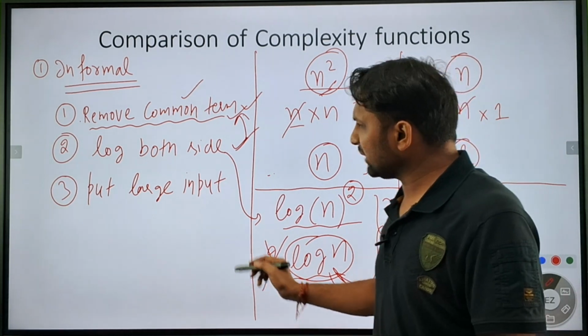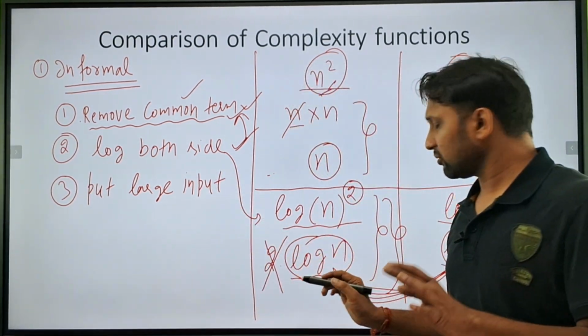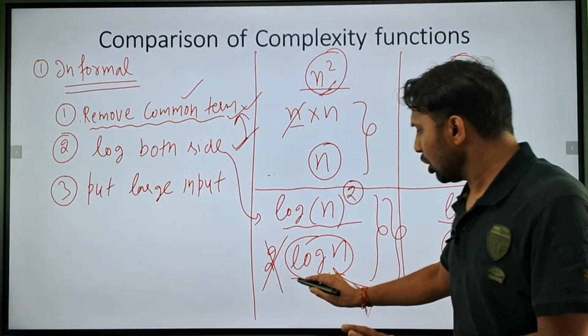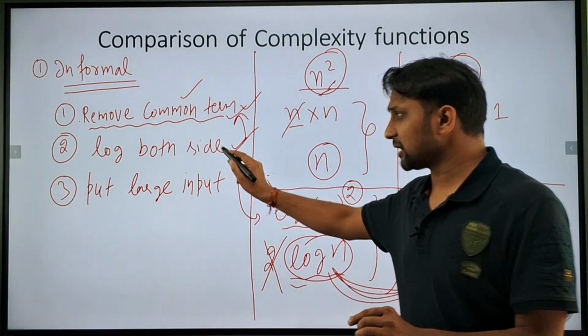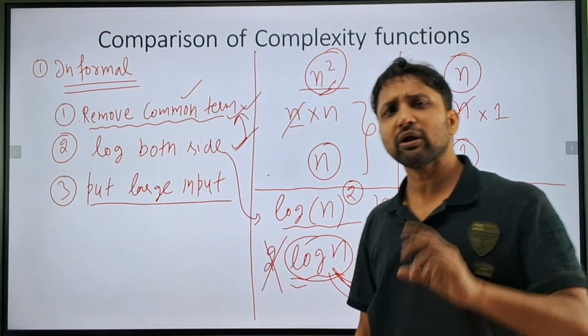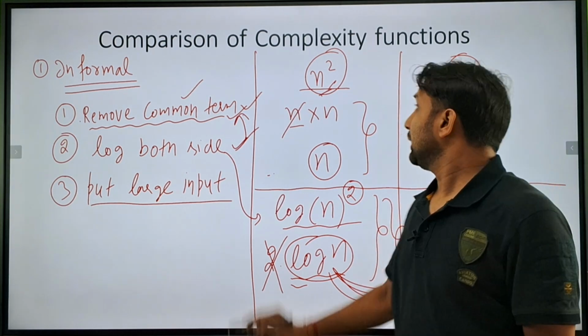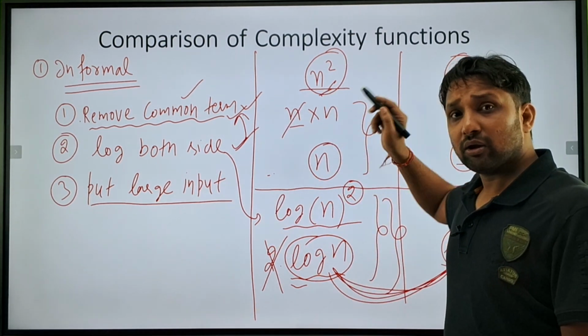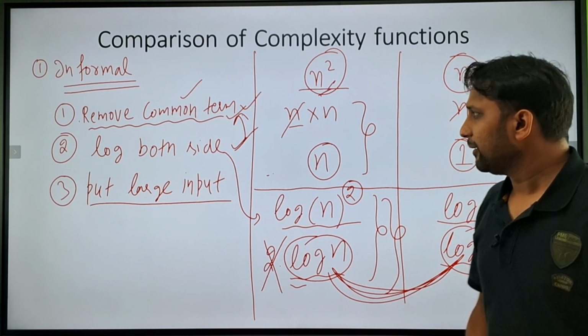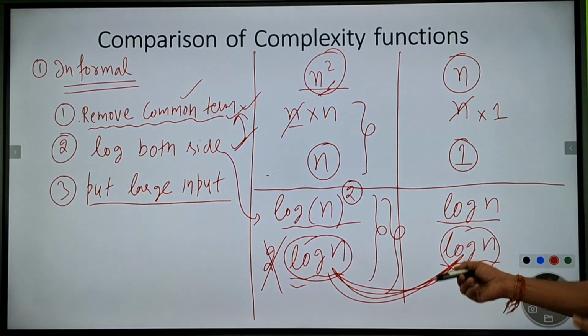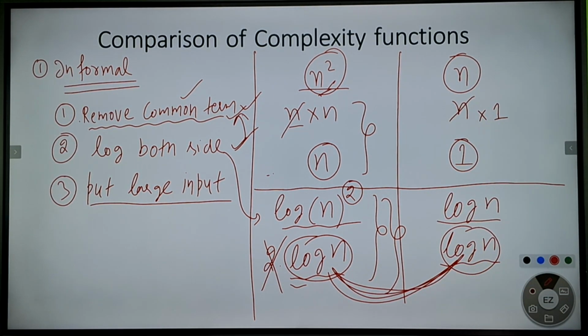And if you are still not getting the right answer, if you are not able to understand which is greater, which is smaller, even after applying the second step, you can go to the third step. You can put some large value in place of n and you can see which is taking more time. You can calculate. Okay, fine. So this is the informal method which you can apply and you can find out which function is smaller, which function is greater.